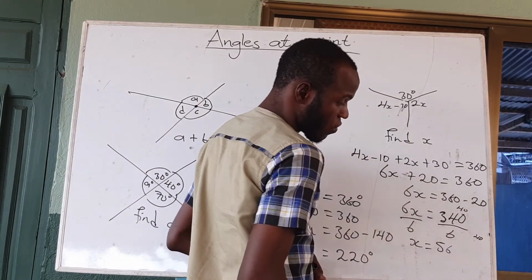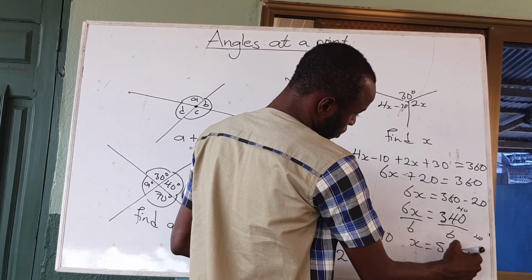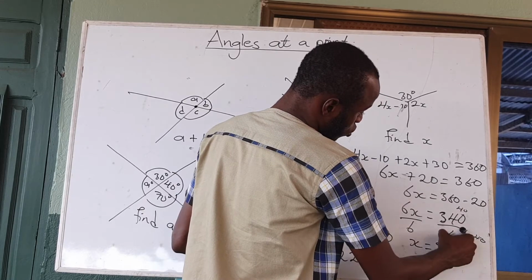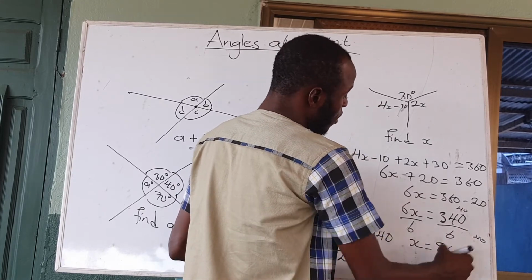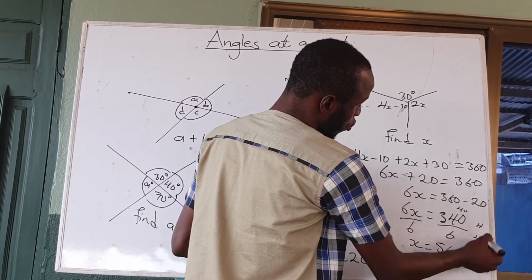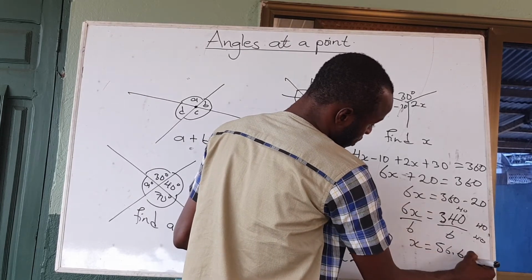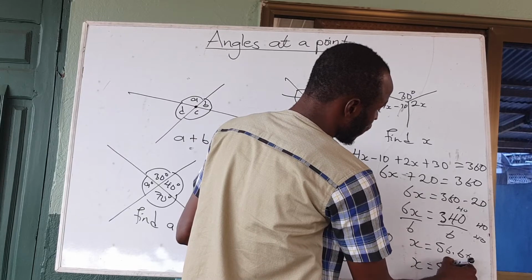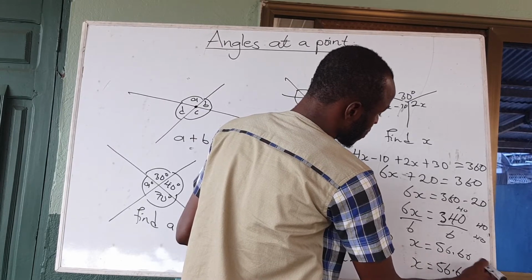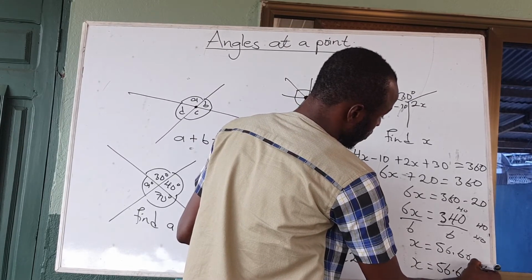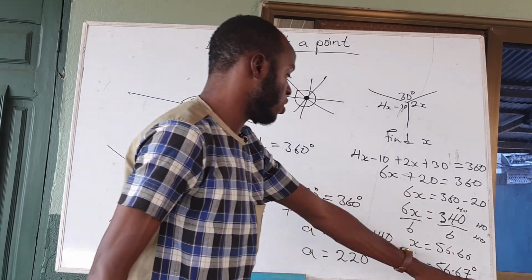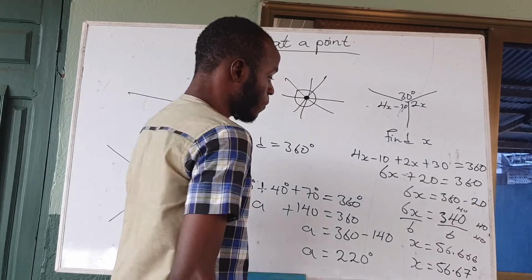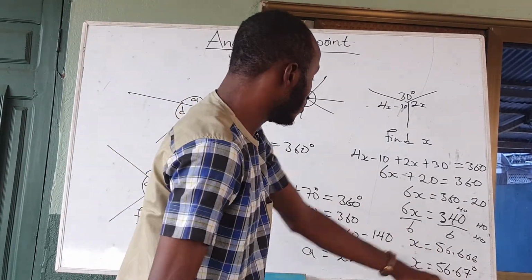Remainder 4, so we have another 40, so we add 0 to the 4 to get 40, so we bring a point here. 6 will go into 40 6 times again, and we're left with 4. You add 0 again, 6 will go into 40 six times again, so it will continue like that. Okay, so x will be equal to 56.67 degrees. Okay, so you round it to the nearest whole number. So when you continue, it will be 6666 like that. So you leave it at one decimal place.